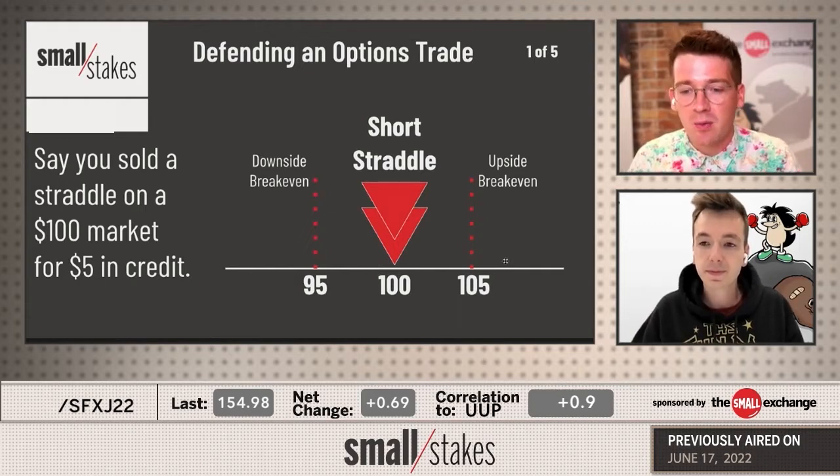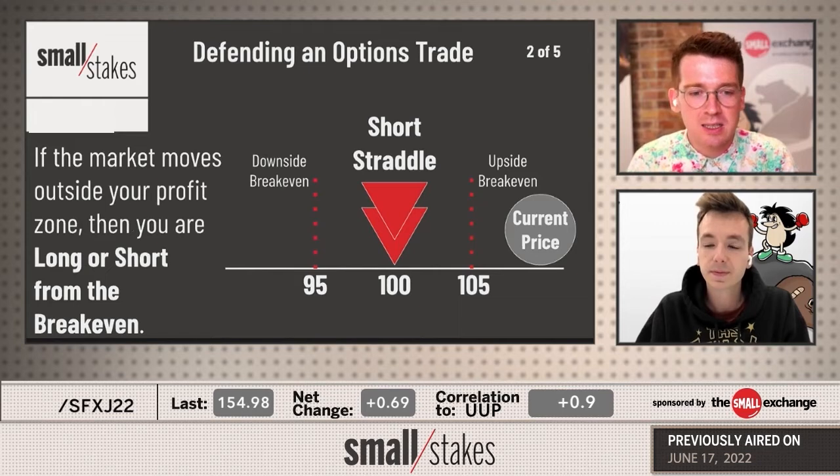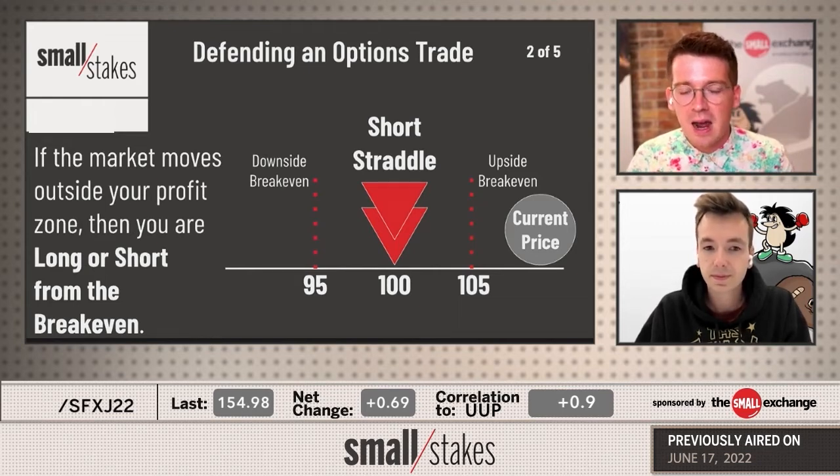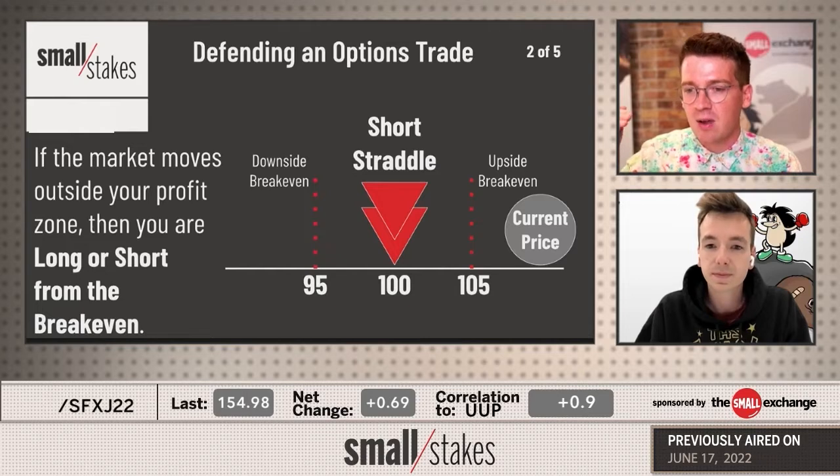If it moves higher than 105 or lower than 95, I'm in some trouble. Now I'm starting to be out some money. Those are my break evens. So let's take this example further. The market moves outside my profit zone. Then I'm theoretically long or short that underlying market. In this example, I sold the 100 straddle. The market moved above 105. I'm short now. I'm short this market. I still have a put option that's probably worthless and a call option that has now become worth a good amount of money and is now acting like a short position in the underlying market.